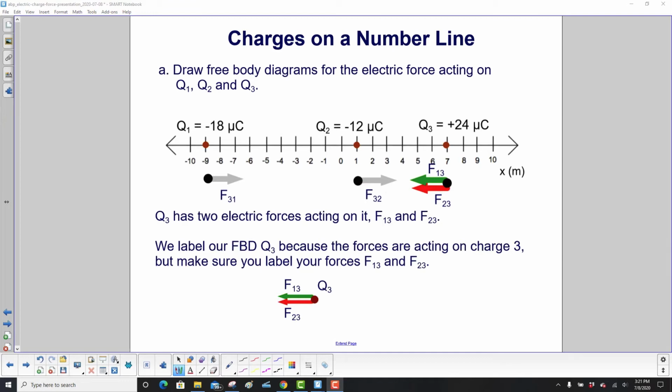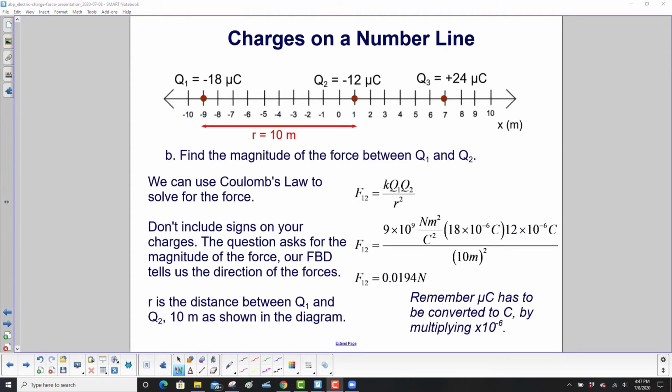And now we're going to go ahead and label our free body diagram for Q3. Right, just move it from there to there. We label it Q3, why? Because it's Q3, and we have two forces to the left, the force of 1 on 3 and the force of 2 on 3. Find the magnitude of the force between Q1 and Q2.